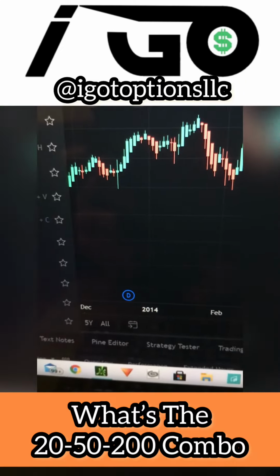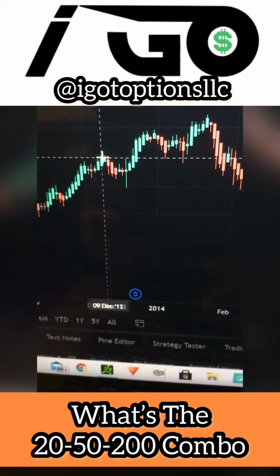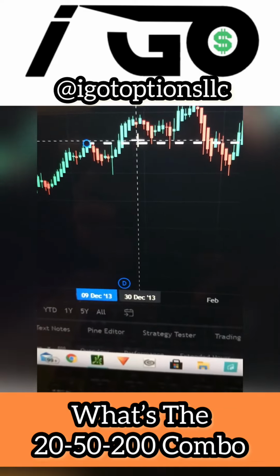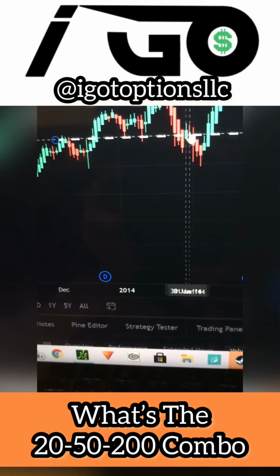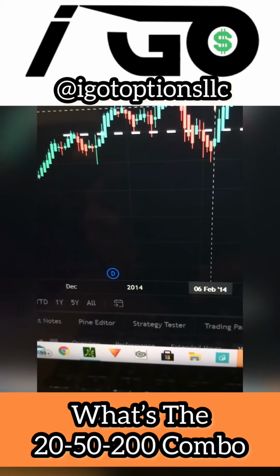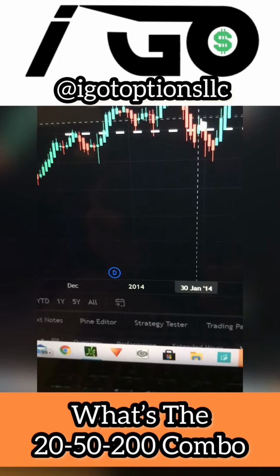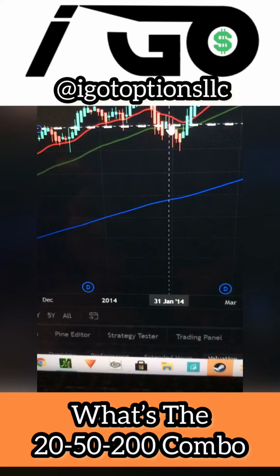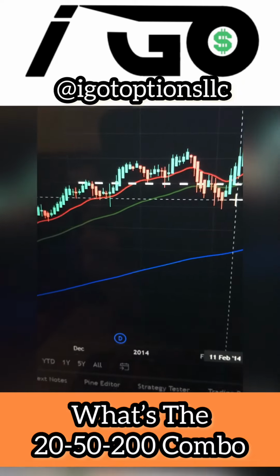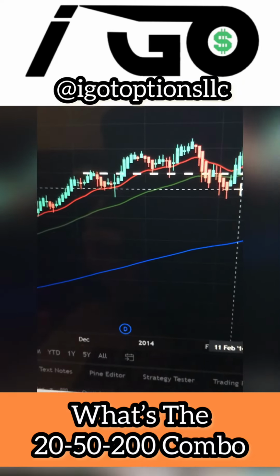Because let's say you're just doing support and resistance. Let's say you see resistance here. This stock bounced off of this resistance level. Makes sense. And then at this point, you could have thought this was a support level, how it was bouncing up. However, it was actually going to end up going back down because it was bouncing off of that 20-day moving average. So this is what the 20/50/200 combo is.